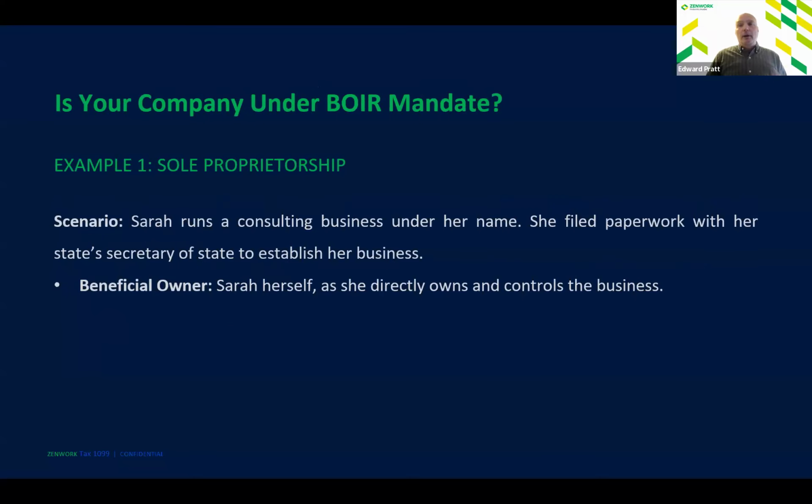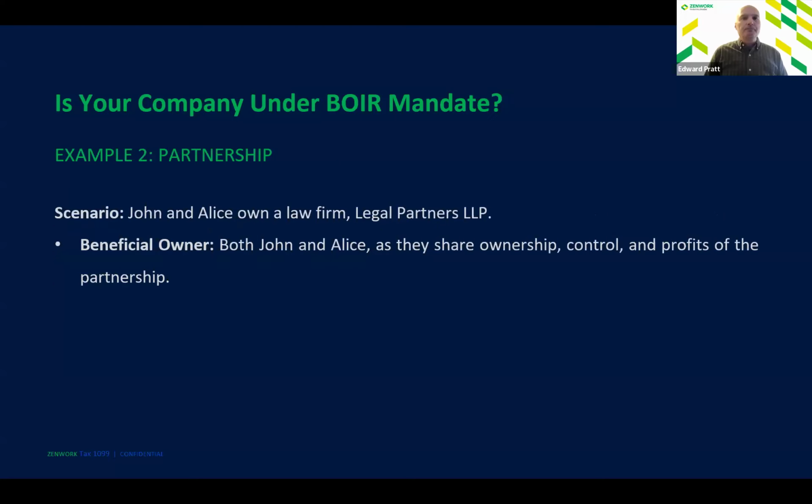So a couple of examples here, actually 4 examples. Sole proprietorship. So this is an LLC that was created with the Secretary of State. This person has a consulting business. She's the only one who owns and controls the business, and therefore she is under the BOI mandate. She has to file a BOI report and state that she is the owner and controller of that particular sole proprietorship.